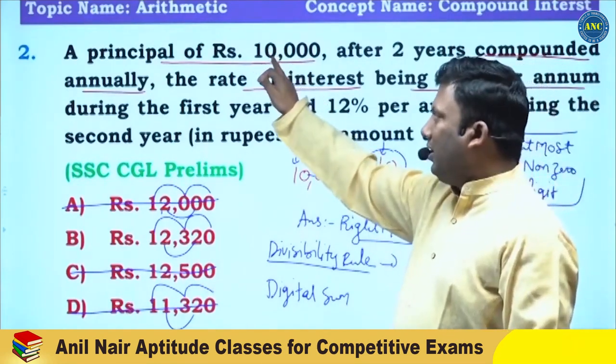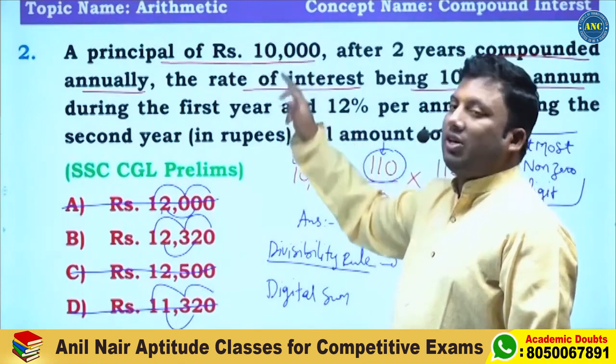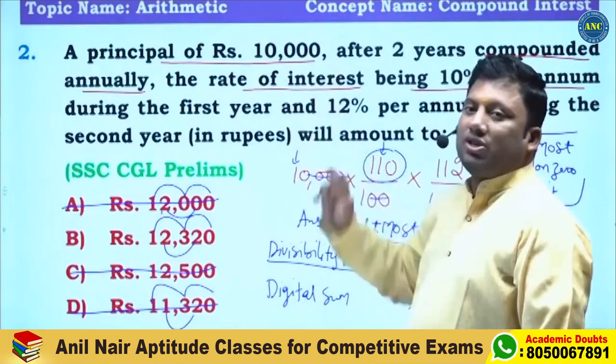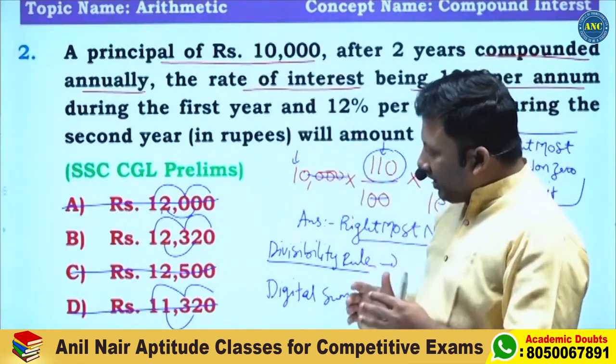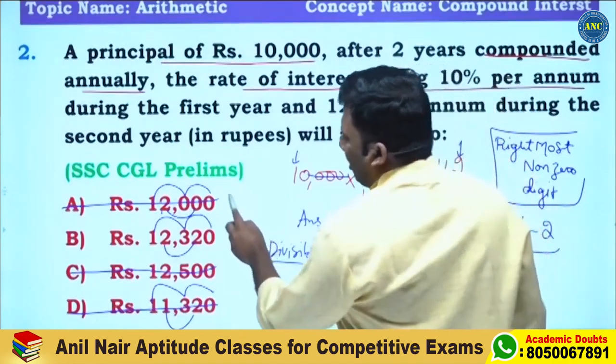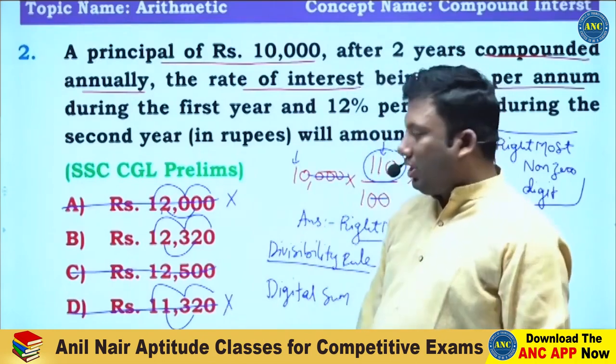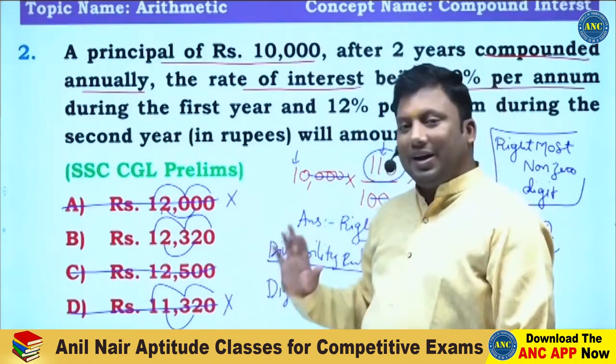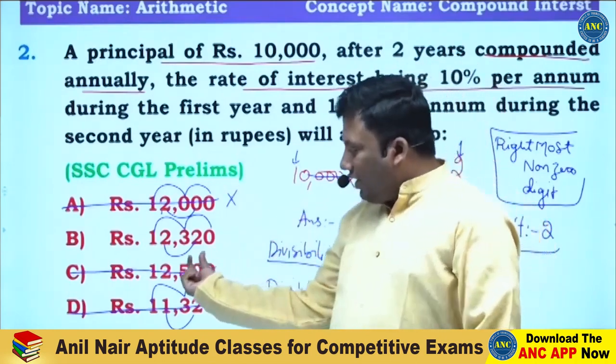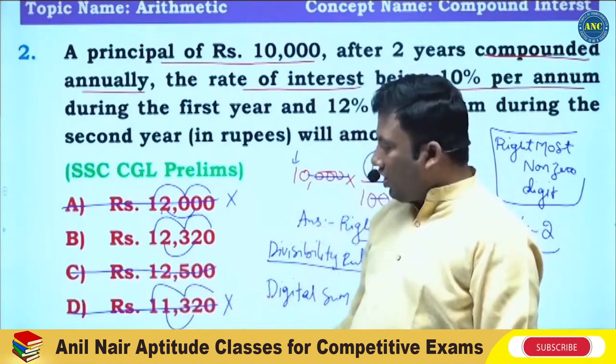22 percent of 10,000 is 2,200. The answer should be greater than 12,200. The first option and the fourth option are both eliminated. I hope the idea is clear. These are eliminated because of the rightmost non-zero digit.